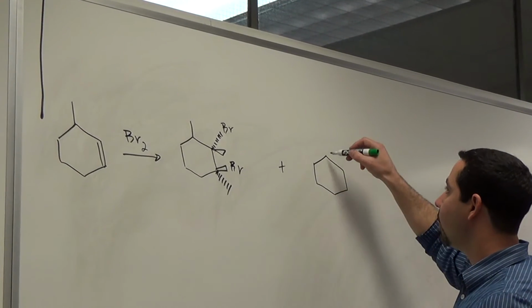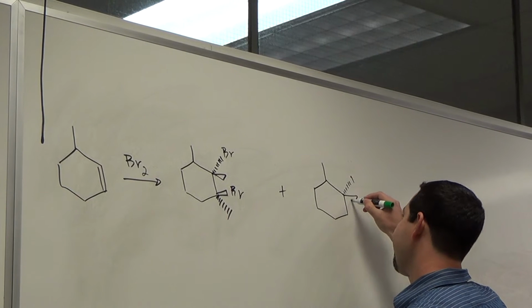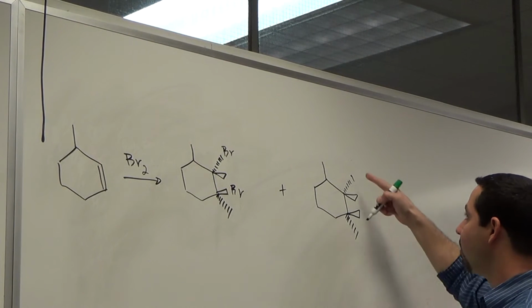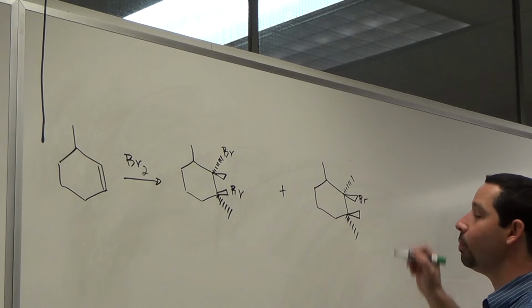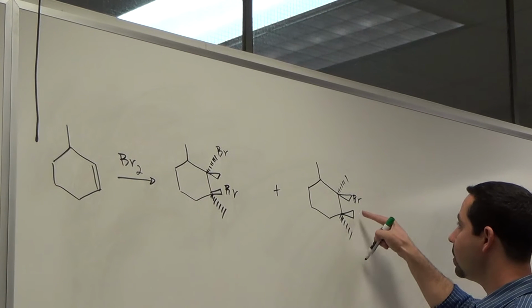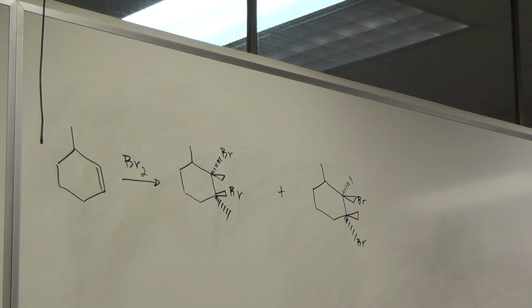Okay? What else can we draw? What happens if I do this? And instead of putting the bromine here, now I put the bromine here. Does the other bromine go here? No, the other bromine goes on the bottom. Here. This is in the back.